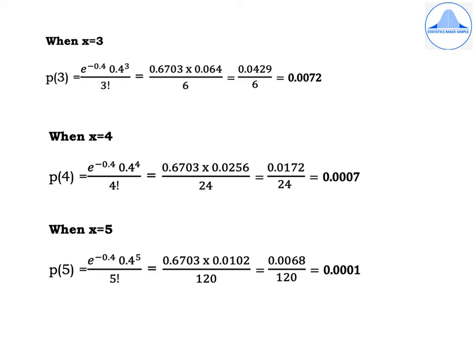0.0072. When x is equal to 4, we get P of 4 is e to the power minus 0.4, 0.4 to the power 4 by 4 factorial, which is equal to 0.6703 into 0.0256 divided by 24, which is equal to 0.0172 by 24, which is equal to 0.0007. When x is equal to 5, we get P of 5 equal to e to the power minus 0.4, 0.4 to the power 5 divided by 5 factorial, which is 0.6703 into 0.0102 divided by 120, that is equal to 0.0068 by 120, which is equal to 0.0001.